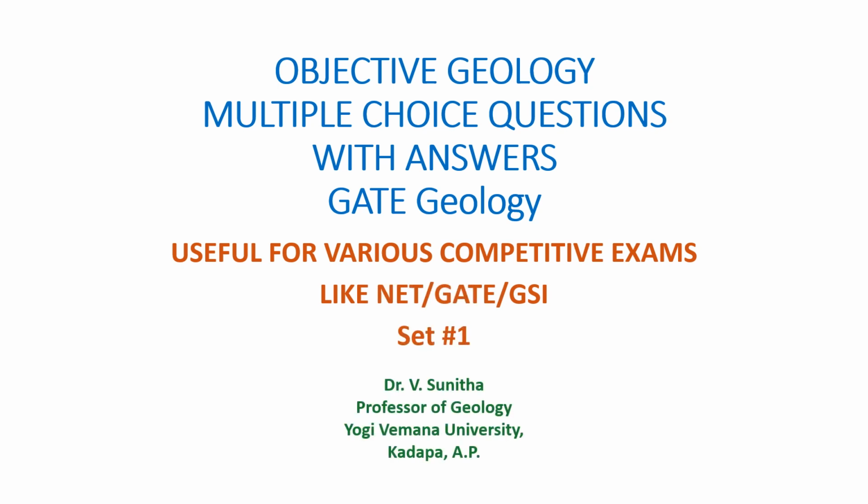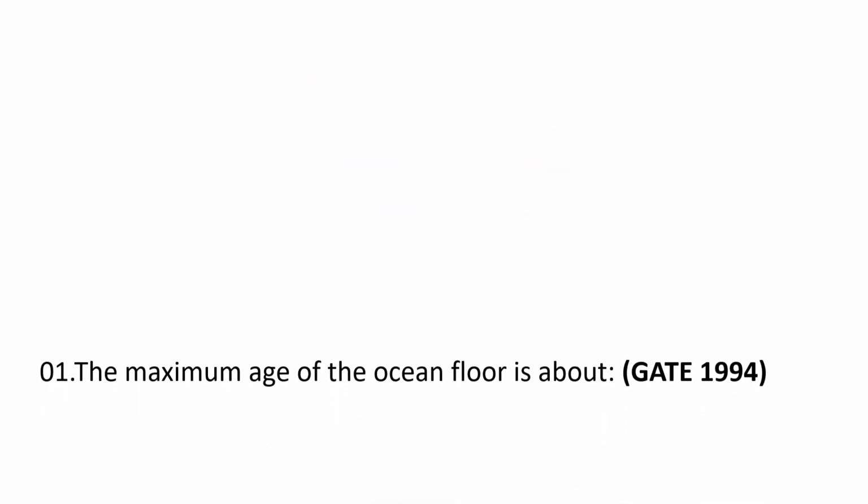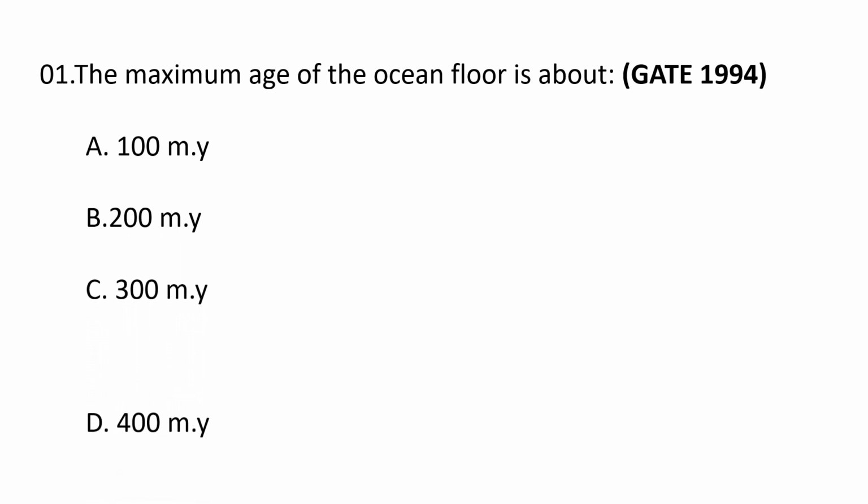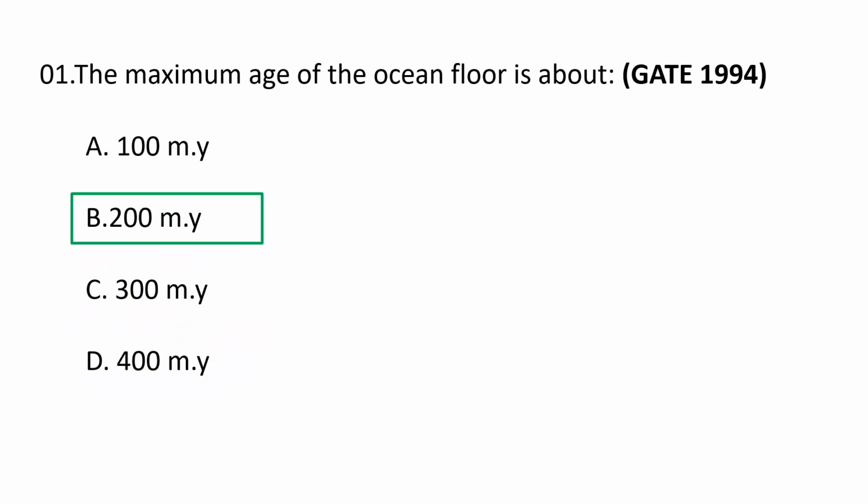Welcome to first set. Coming to the first question, the maximum age of the ocean floor is about, the choices are A. 100 million years old, B. 200 million years old, C. 300 million years old and D. 400 million years old. So the correct answer is 200 million years. The age of the ocean floor varies depending on the location, but rocks from the oceanic crust are less than or about 200 million years old. So B is the correct option.